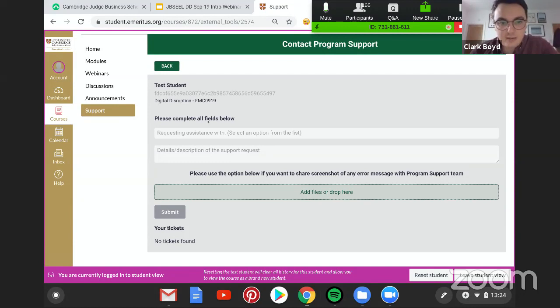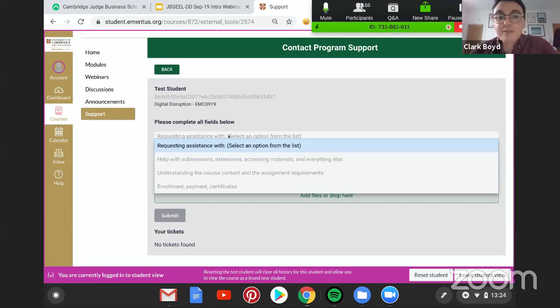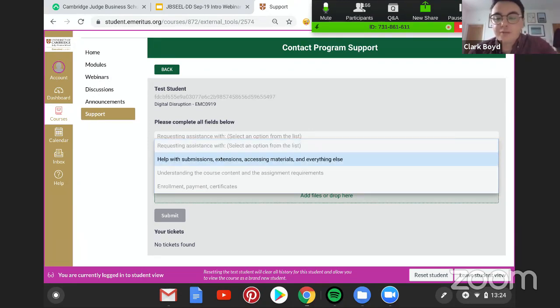Then you can, if this is working, select from the list. So it's pretty straightforward, but what are you requesting assistance with? Submissions, extensions, accessing materials, and everything else. So pretty much covers a lot, doesn't it? That just means anything logistical. So it may be the case that something has come up at work or something personal has happened and you can't submit an assignment on time. That's okay, we understand, but just let us know through here, because we need to plan things on our end. So select this for anything logistical, whether it's an upcoming webinar, what the time is going to be, all that sort of stuff.